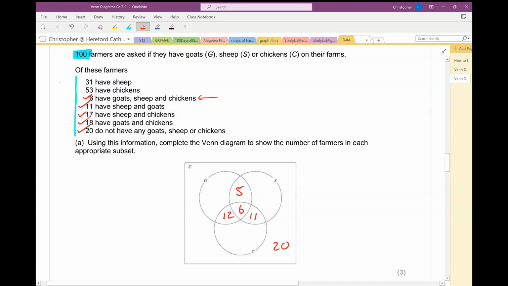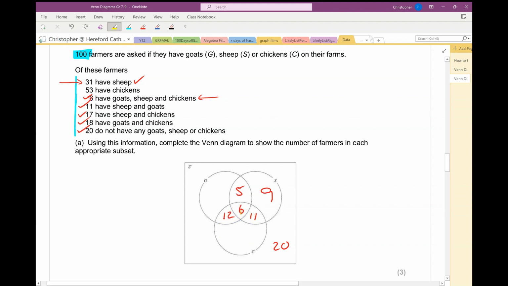It says 31 have sheep. So that means that there has to be 31 in here altogether. Well, I've already got 22 of those. So if 31 are in there in total, then there must be 9 here. Good. 53 have chickens. Well, that means that all of these numbers here must add up to 53.